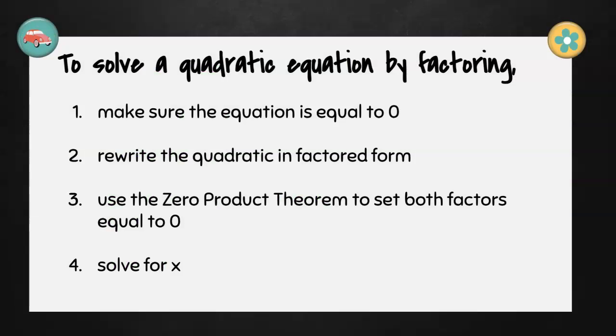Now to solve a quadratic equation by factoring, the first thing you want to do is make sure your equation is set equal to 0. You then want to rewrite the quadratic in factored form, then use the zero product theorem to set both factors equal to 0, and then solve for x. So let's look at some examples together.